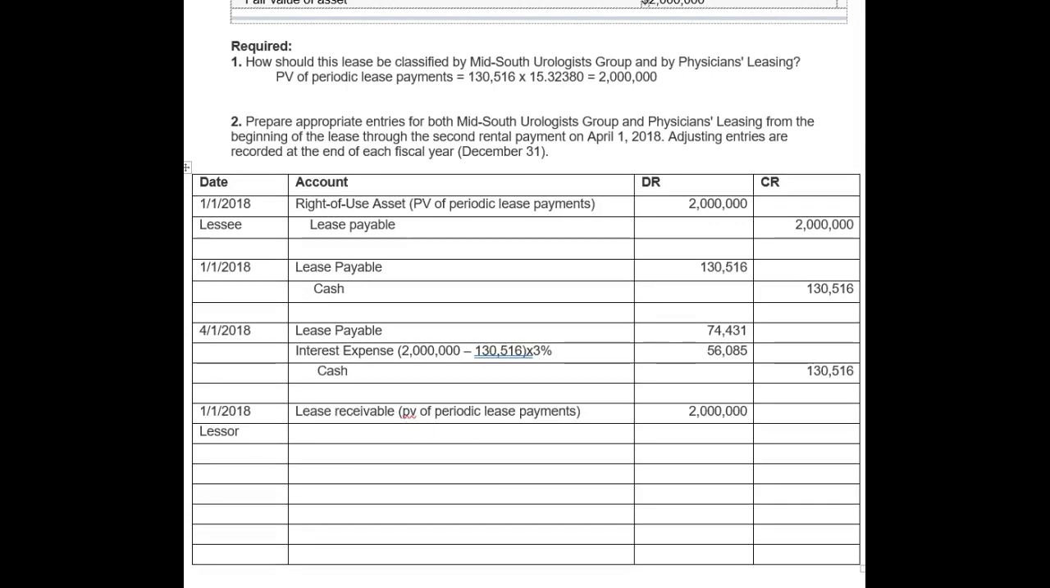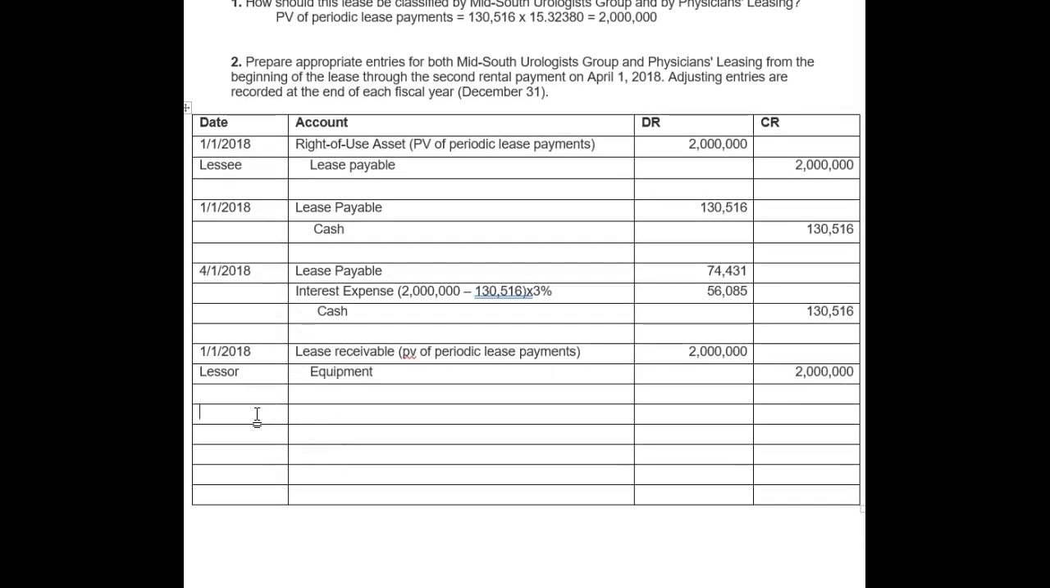And then we're going to credit the actual equipment because we're getting rid of that asset, so to speak. It's coming off our books. We no longer have it in our possession. So there's no sales profit here, so we don't have to worry about sales revenue, cost of goods sold. We simply record the equipment that way. Then we also have to record this lease payment. So we're going to receive the cash of $2 million.